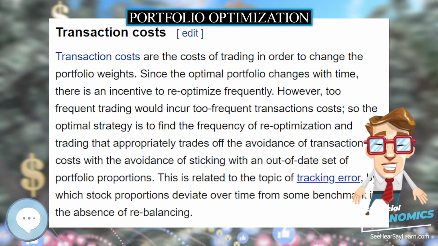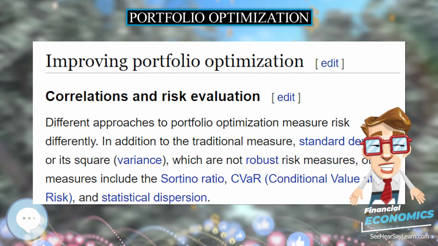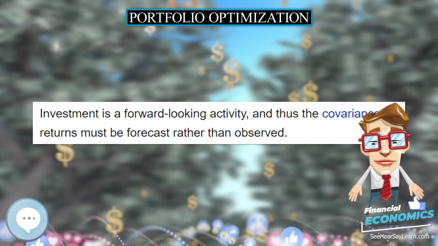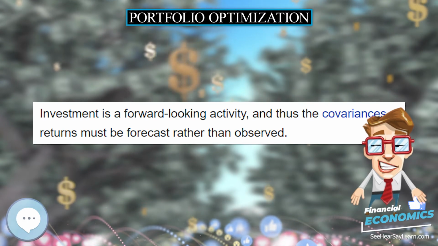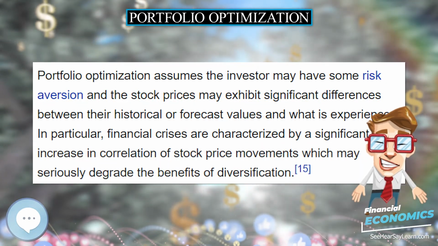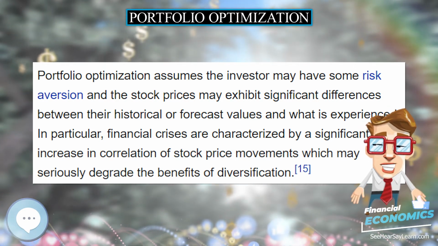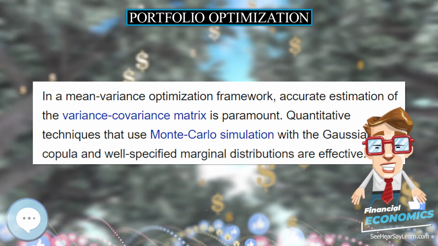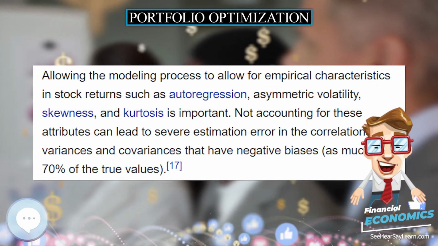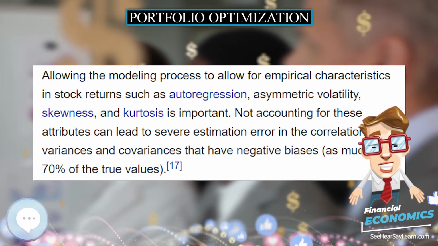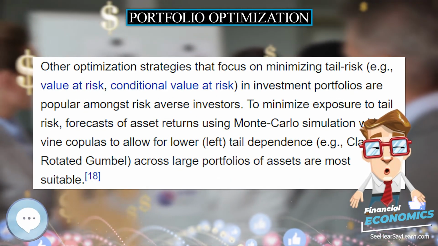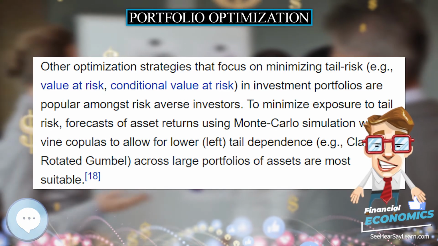Other optimization strategies that focus on minimizing tail risk, for example, value at risk, conditional value at risk, in investment portfolios are popular amongst risk-averse investors. To minimize exposure to tail risk, forecasts of asset returns using Monte Carlo simulation with Vine copulas to allow for lower, left, tail dependence, for example, Clayton, rotated Gumbel, across large portfolios of assets are most suitable.